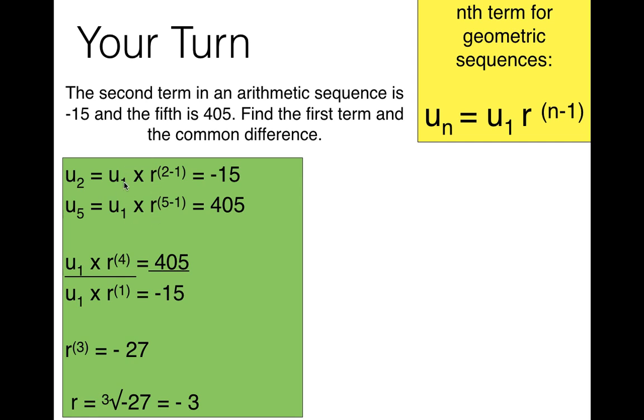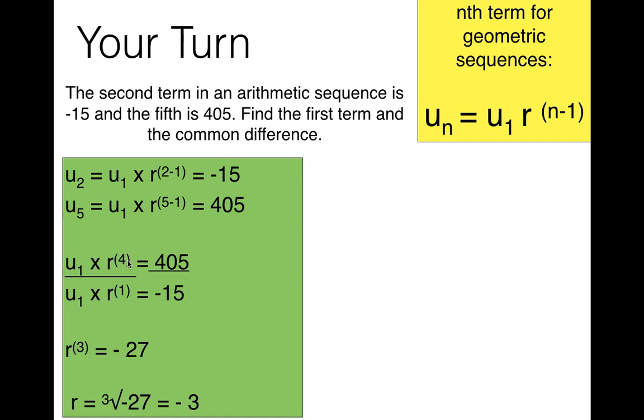Now, because we're multiplying here, we can't subtract one equation from another. We've got simultaneous equations again, but we can't subtract them because we've got multiplication instead of addition. What we can do is divide. So here we've got U1 multiplied by r to the power of 4, that's this one here, equals 405, divided by U1 times r to the power of 1, that's this one here, which equals minus 15. Now when we divide, U1 divided by U1 cancels out. It ends up being 1, so that disappears.